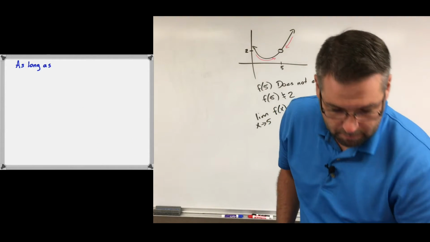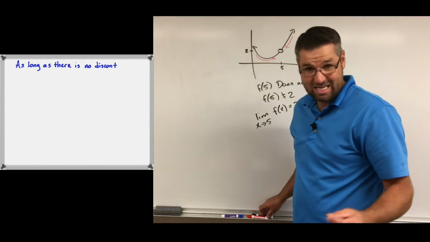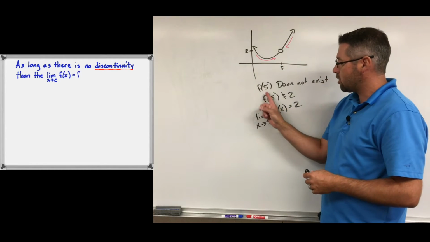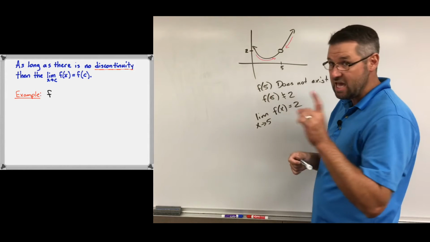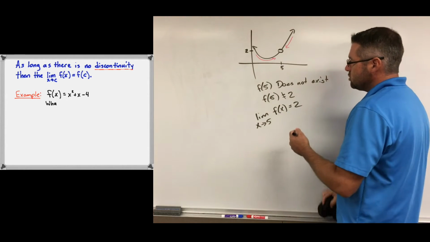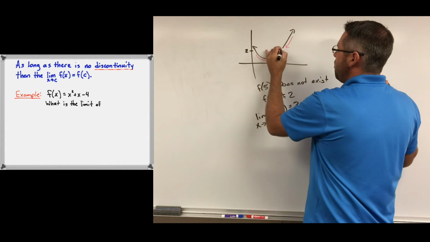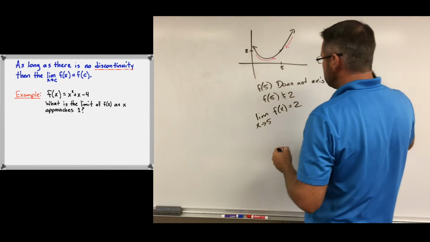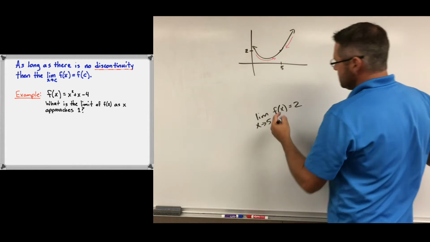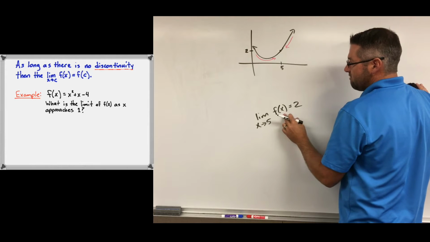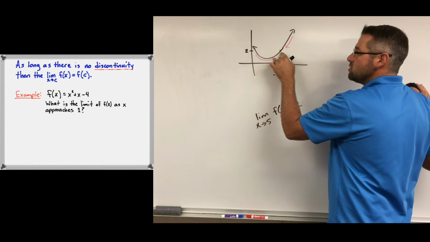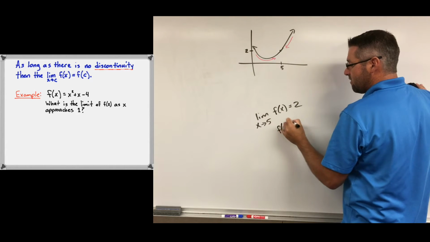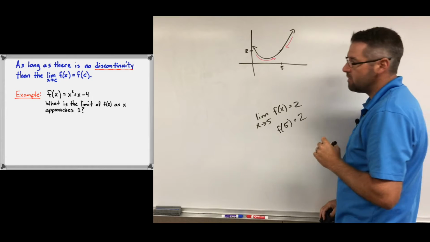Now, as long as a function is continuous, then we can say that these two things are going to be the same thing. So let me fill this hole in here. Now this is a continuous function. And so since we know that the limit as x approaches 5 of the function is 2, and the function is continuous at that point, we can also conclude that f of 5 is 2. Okay?